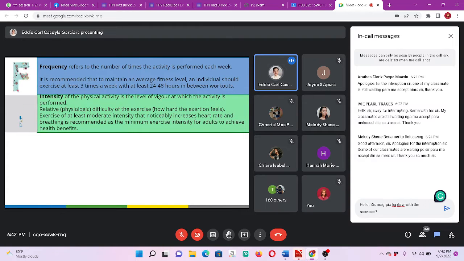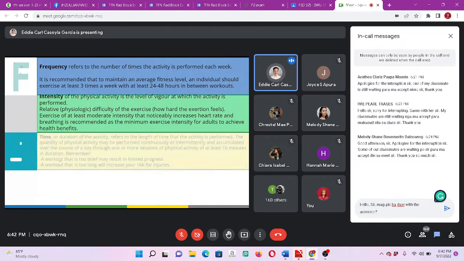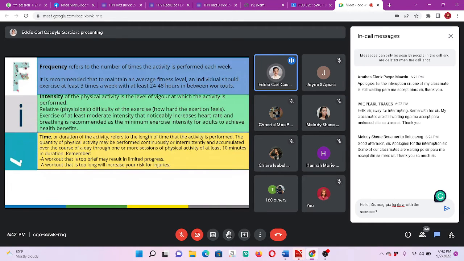And next one, okay, we have the T. So the first T stands for the time or duration. Okay, so this one refers to the length of time that the activity is being performed. So write it down in your paper again. Time, 30 minutes. That's the maximum or advisable for beginners.